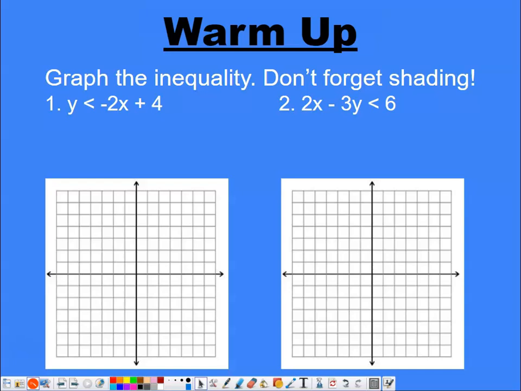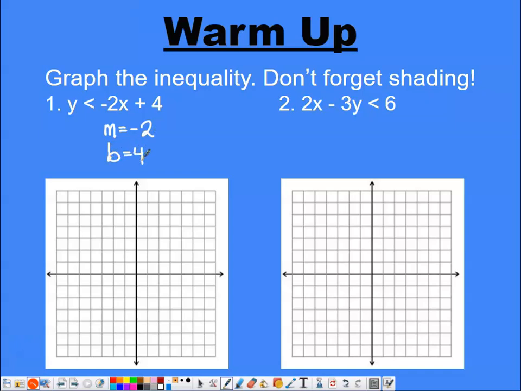So graph the inequality, and don't forget to shade. This first one, we have y is less than negative 2x plus 4. This is in that slope-intercept form, so this is a really nice one. So let's go ahead and identify what is the slope and what's the y-intercept. The slope in this one is negative 2. The y-intercept is positive 4.